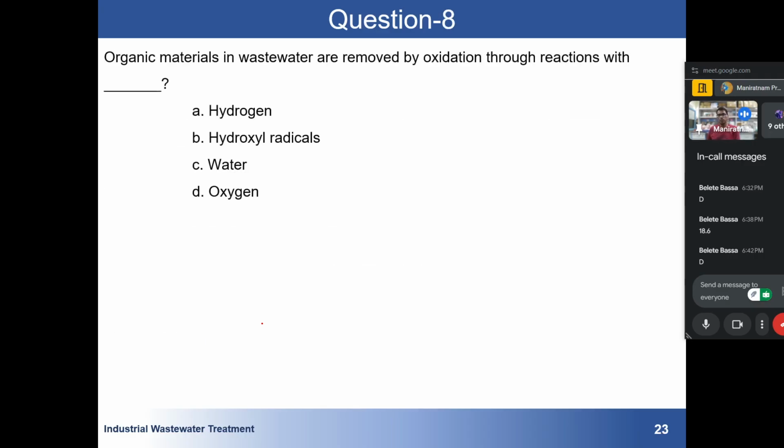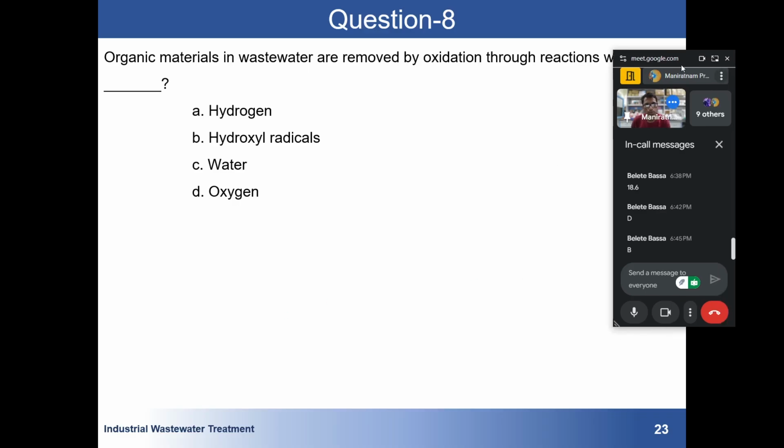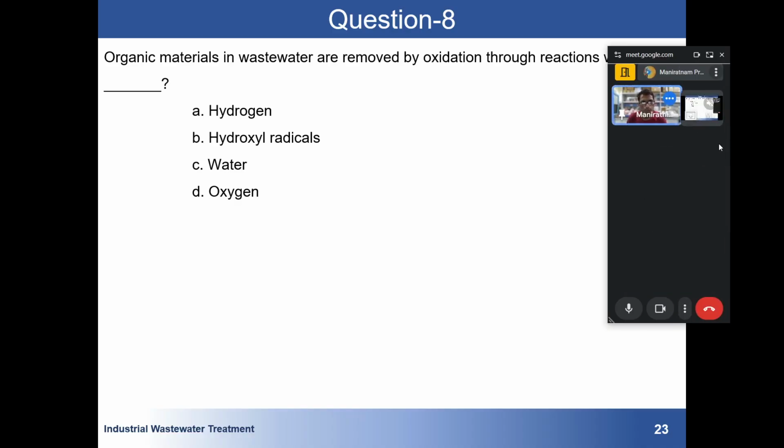Organic matter is removed by oxidation through reaction with what? This is a very simple question. Directly, very easy. These questions are just for your practice, so that you can be more familiar with the basic things. B option. I think there are other people also in this group. Why are they not bothering to answer?